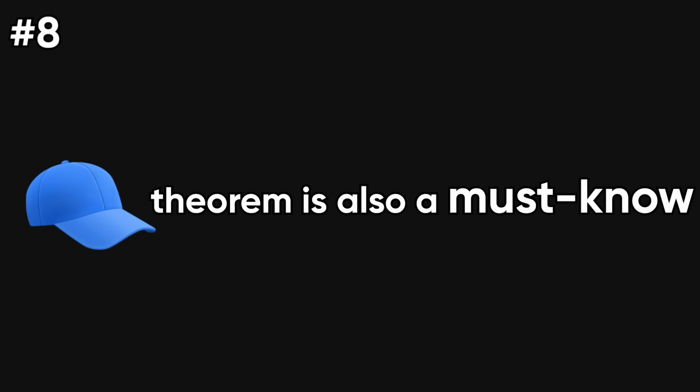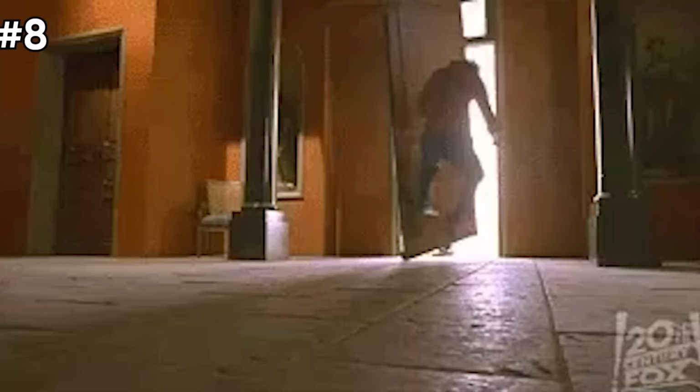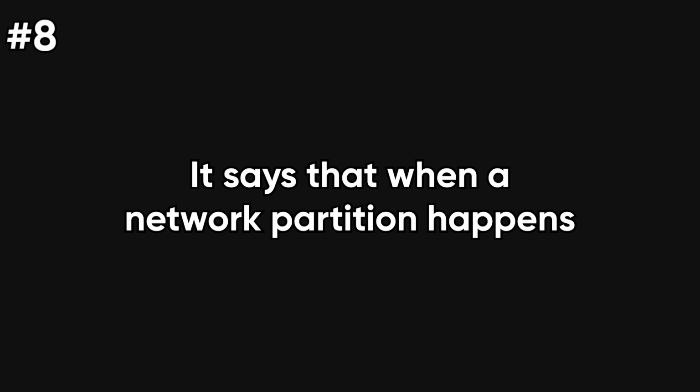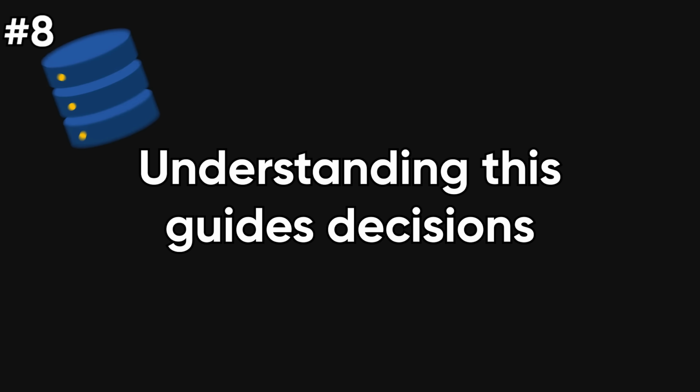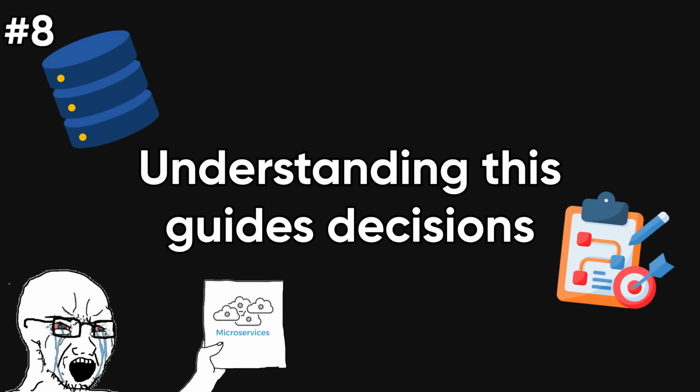CAP theorem is also a must-know. It's basically the reality check of distributed systems. It says that when a network partition happens, meaning your services can't talk to each other, you can only guarantee 2 things out of these 3: consistency, availability, or partition tolerance. Partition tolerance is non-negotiable in distributed systems, so real-world architectures choose between staying consistent during failures or staying available. Understanding this guides decisions about databases, microservices, and failover strategies.